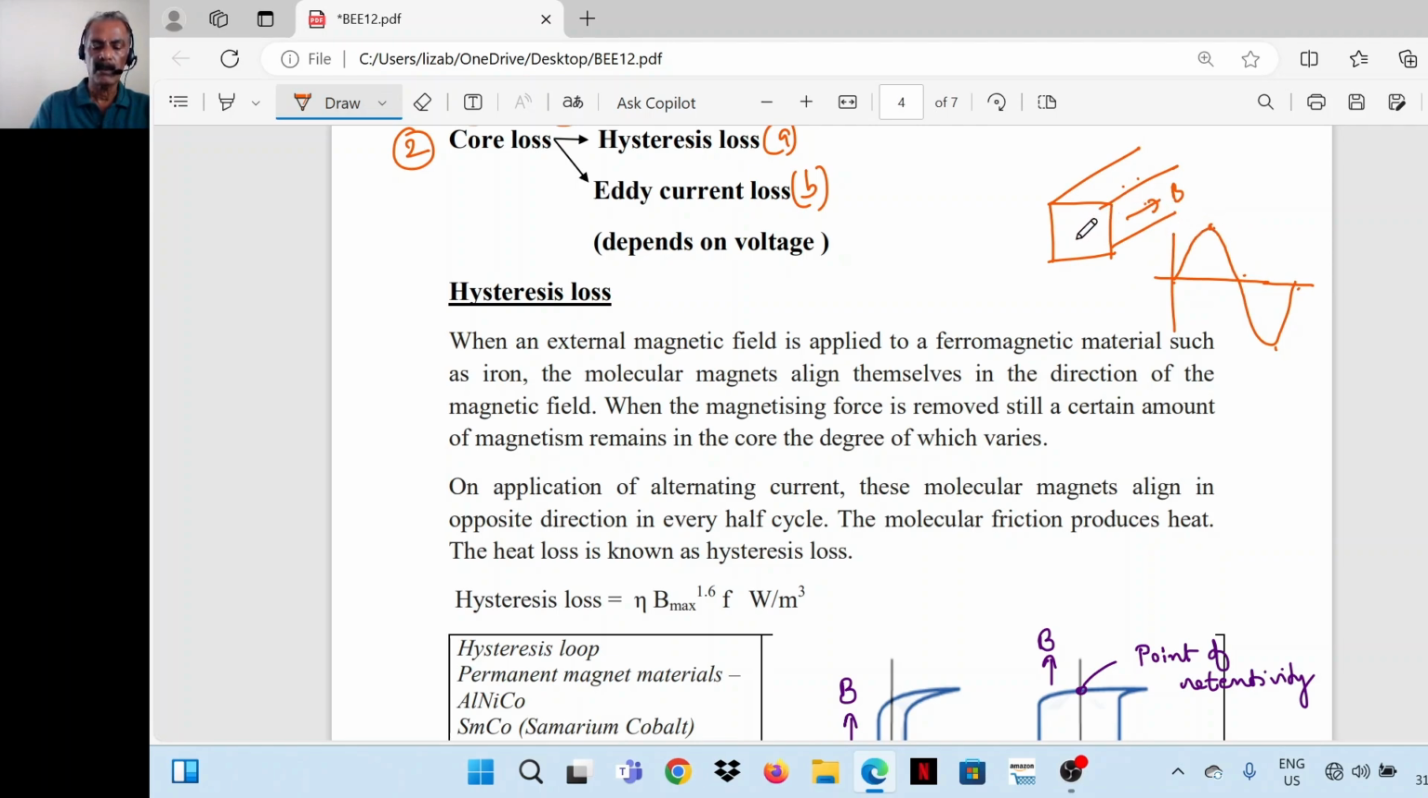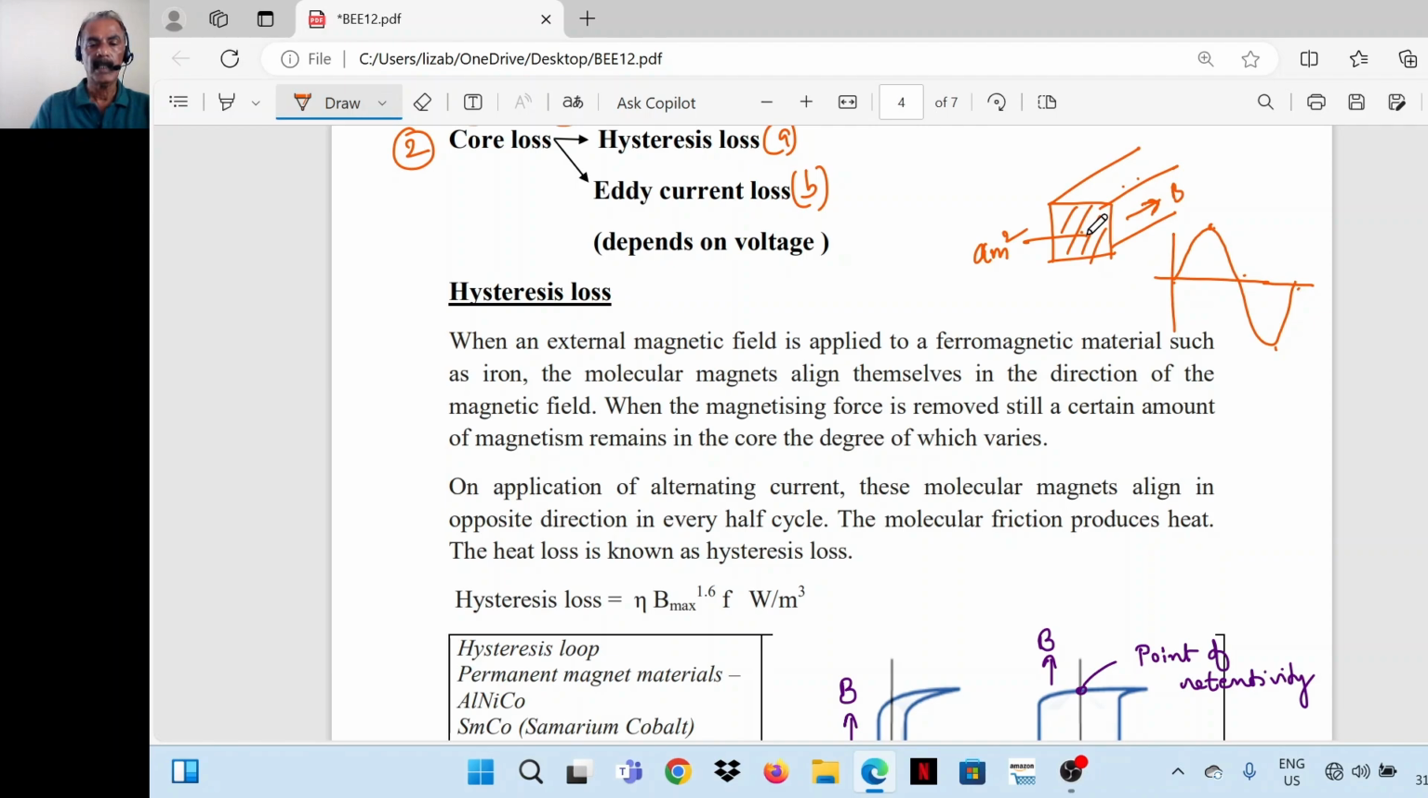Flux divided by cross-sectional area, in meter squared, will give the flux density in the core. Now when the flux is in one direction, the molecular magnets will be aligned in one direction. When the flux reverses its direction, the molecular magnets also reverse direction. So this results in molecular friction, which produces heat. This is known as hysteresis loss.